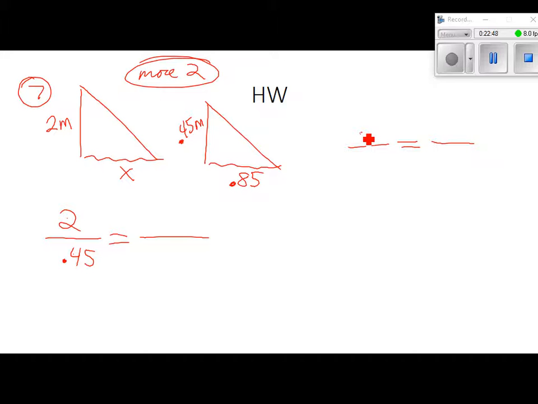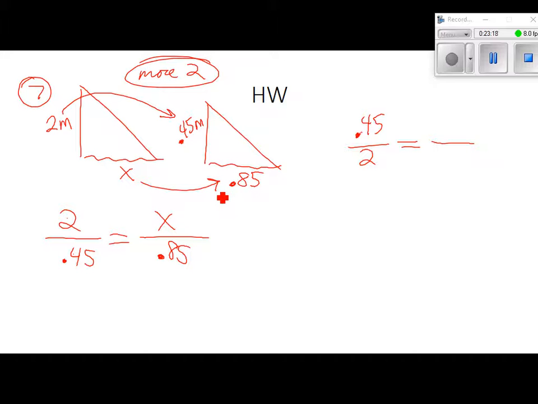So maybe this time instead of 2 over 0.45, we might have gone 4.5 or 0.45 over 2. Now it doesn't matter. Let's go back to this one. I'm probably going to confuse the heck out of all of you because I'm going to do 2 of them at a time. If we went 2 matches up to 4.5, what's our other ratio going to be? 0.85. X matches up to that.